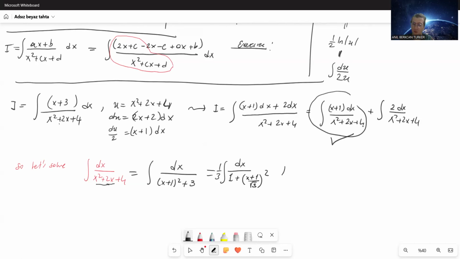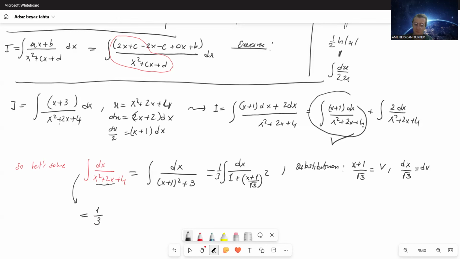Now make this variable change. Substitution. Let me call x plus 1 over square root of 3 as v. So it means that dx over square root of 3 is equal to dv. Let me put everything inside. So this integral is equal to then.